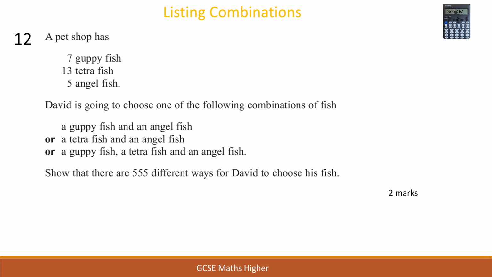Question 12 is a listing combination question. It's quite a wordy question, but if you read through it carefully, then it shouldn't cause you too many problems. So you've got that they've got different types of fish, and you've got to choose one of the following combinations of fish. It gives you the different types of combinations of fish here, and you've got to show, and this is really important, you might have to use some words as well as numbers, that there are 555 different ways for David to choose his fish.